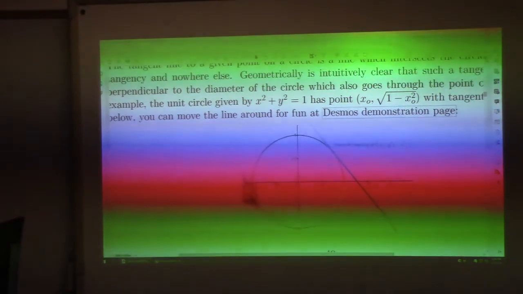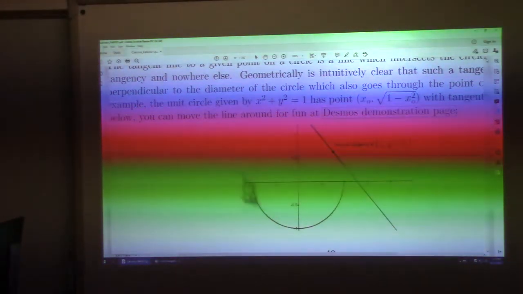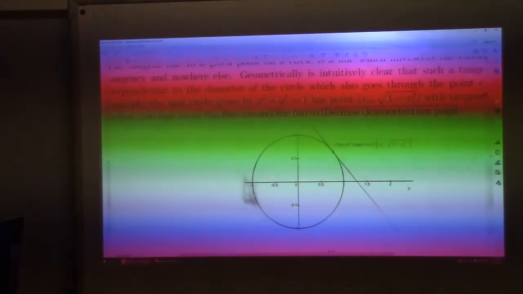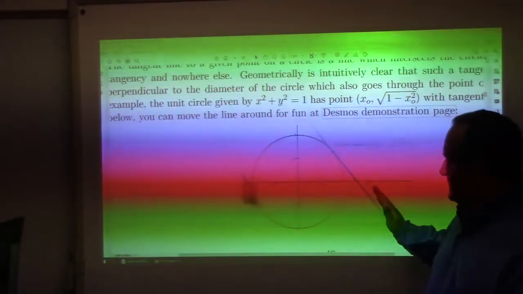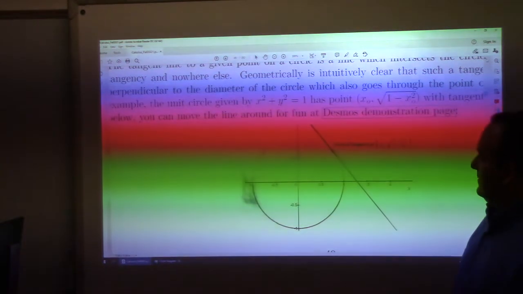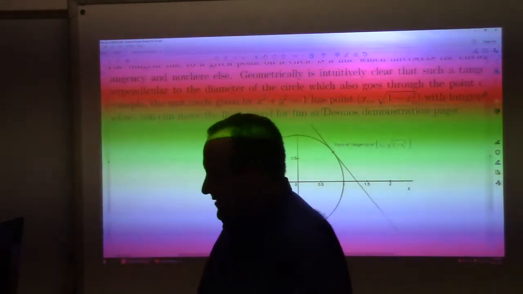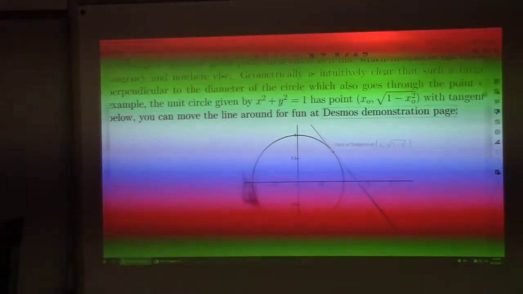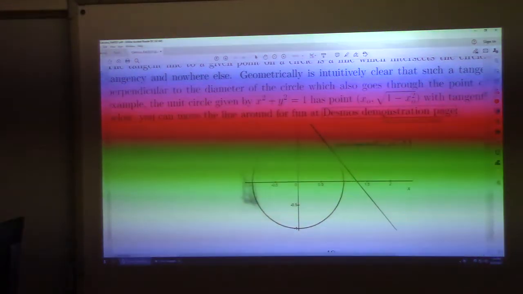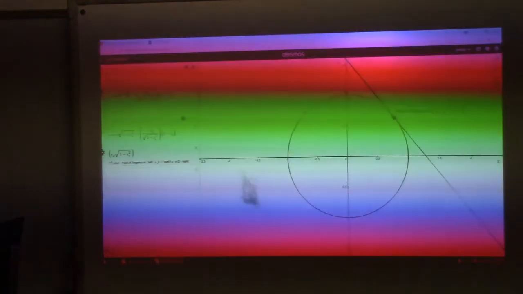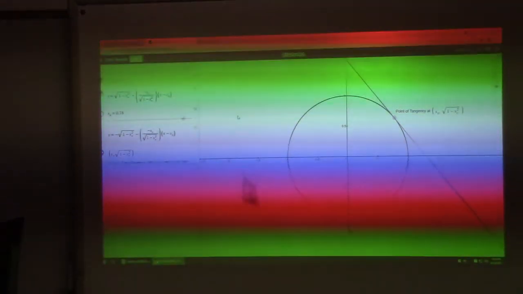Yeah. Okay. So the tangent to a circle, right? There's just that one point where it meets the circle, and then it just kind of goes off. So that's the idea of a tangent. And so I made a little demonstration with this Desmos software. So you can actually move it around. See?